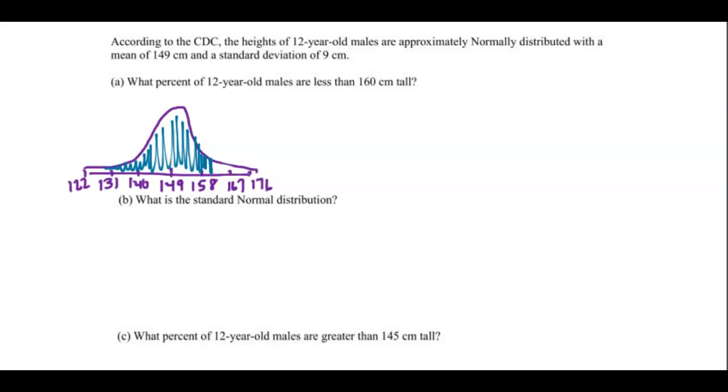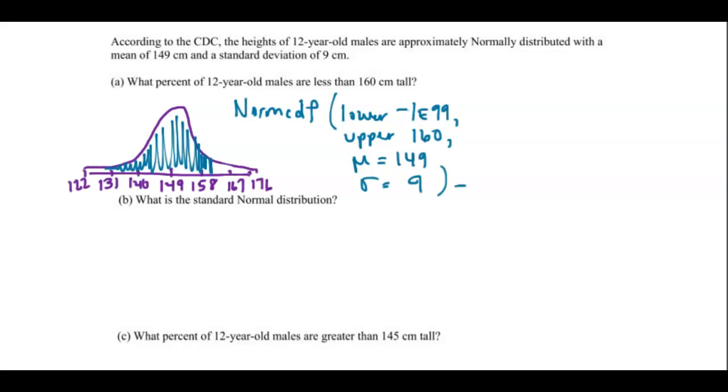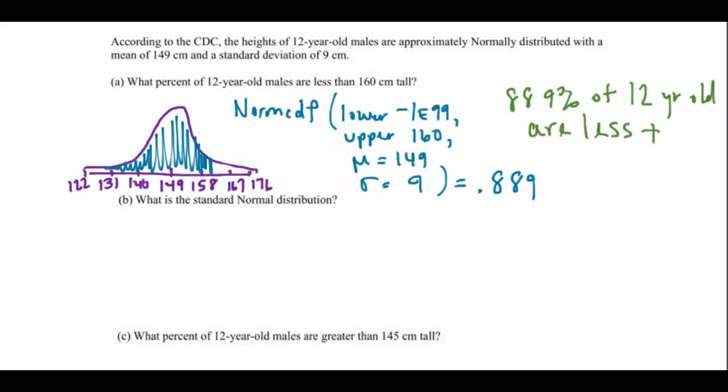So when we calculate this, we're going to use our normal CDF function on the calculator, and again I'm using the -1e to the 99 power, and then we'll go ahead and calculate this, and it turns out that it's 0.889, and you can check on your calculator to make sure that that's actually what you get. But then that gives us the fact that 88.9% of the 12-year-olds are less than 160 centimeters tall.